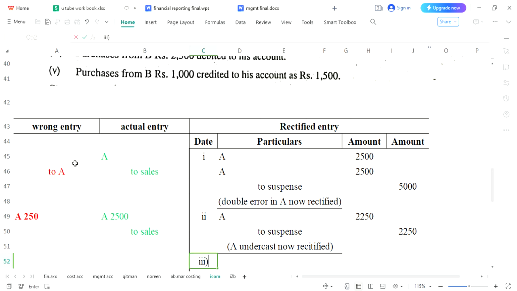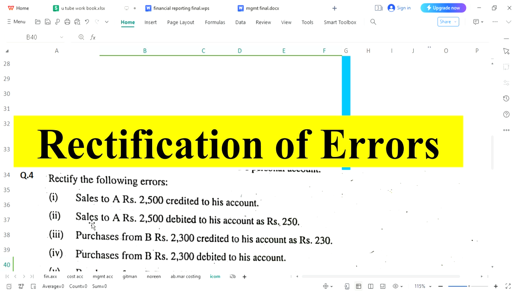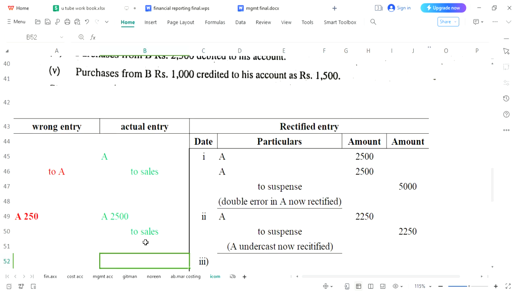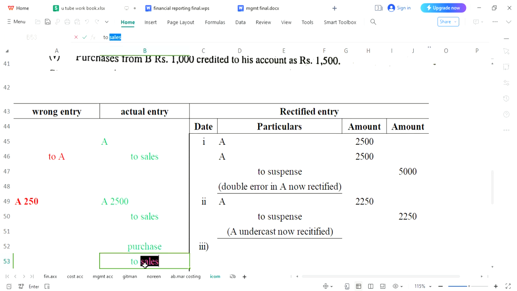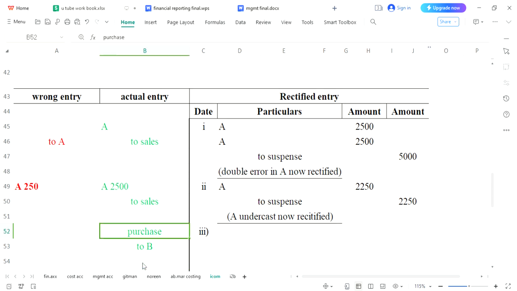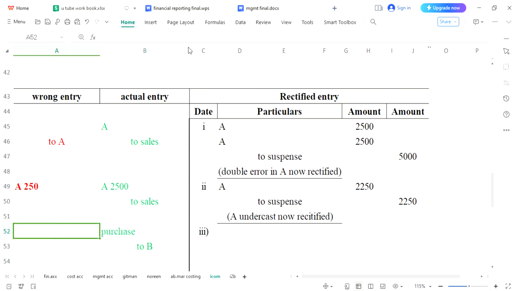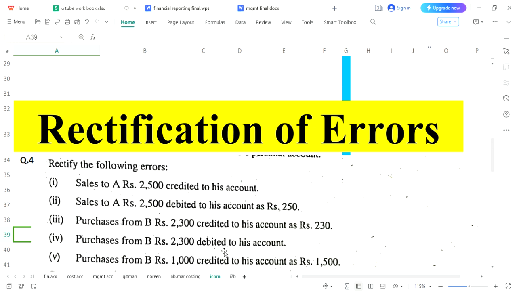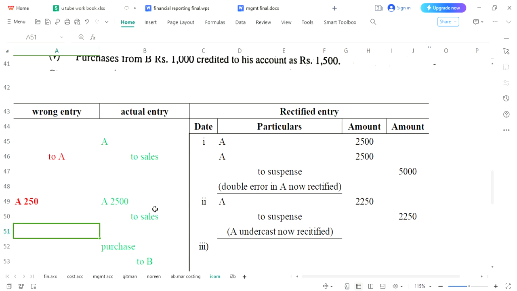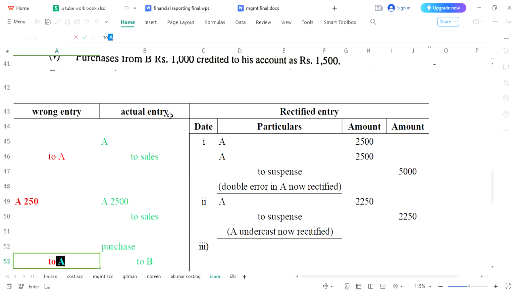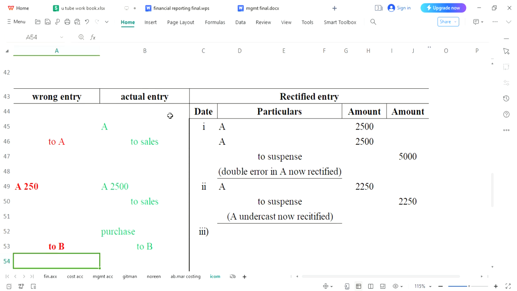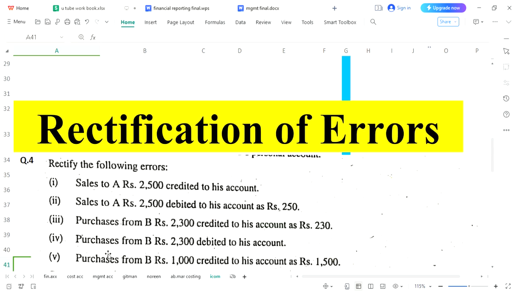Here is our third entry, which says purchase from B. First we will solve the original entry. Purchase to B. This is your original entry, goods purchased from B, purchase to B. Okay. And what mistake have we done? Credited to "his". Again "his" means B. We have credited B. Over here, B has been credited. B was supposed to be credited and we have credited B. There is no mistake.